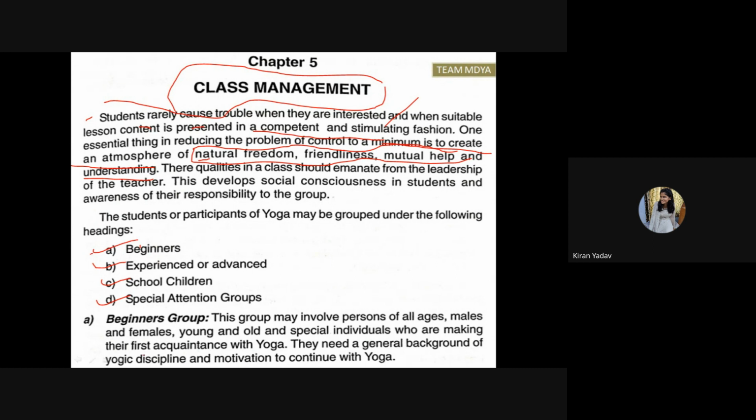So what's the characteristic of this beginner group? That they need motivation to continue with yoga. So we should teach them in such a way that they continue their practice.